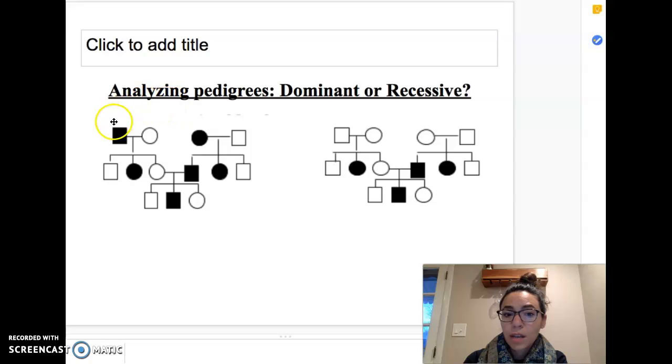If you guessed that the one on the left is dominant, you're correct. It appears in every generation. There's no carrier parents. The one on the right is recessive because it skips a generation. There are some children who have it and their parents do not have it. That means it's carried on the recessive allele.